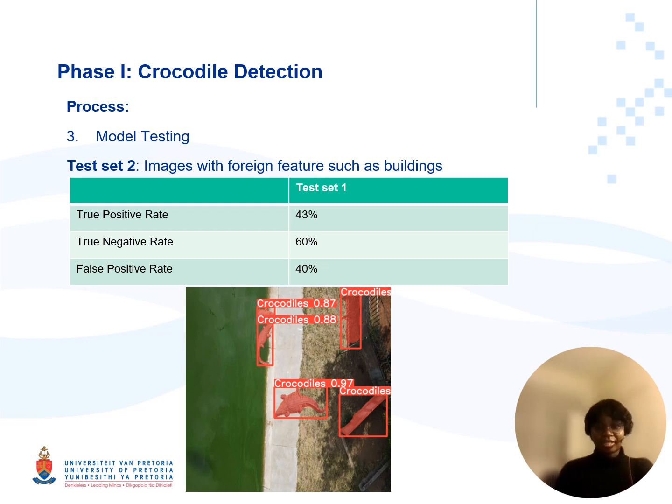For our second test set, we decided to shake things up a bit. We used images that were quite different from the ones we used for training. Some of these images had buildings in them, and some didn't even have crocodiles at all. We wanted to see how well our model could handle these new situations. Just like with our first dataset, the results were promising, but we realized that if we want our model to get better at dealing with images that have buildings or no crocodiles, we need to include more of these types of images in our training set. It's like the old saying goes, practice makes perfect.